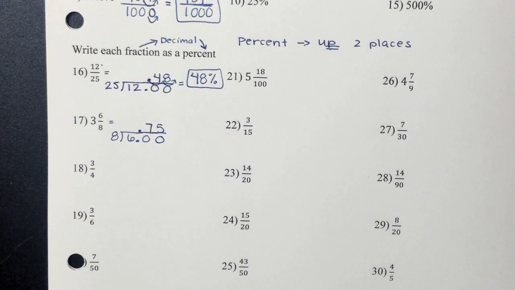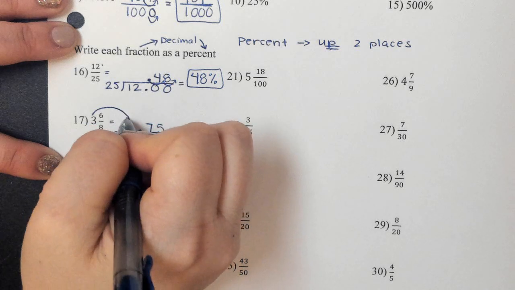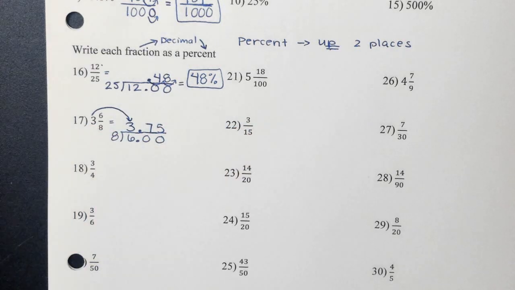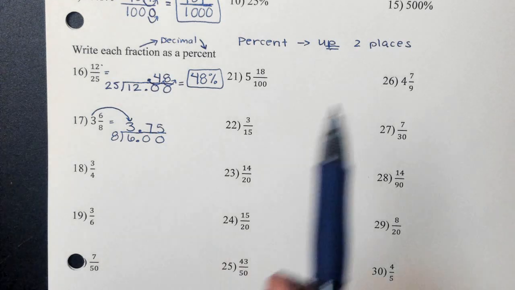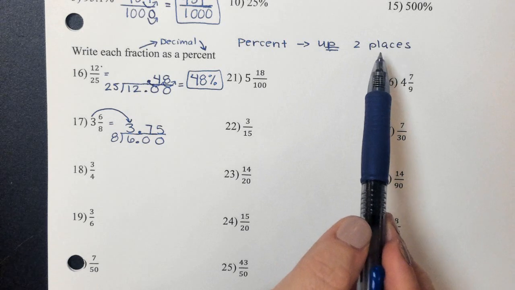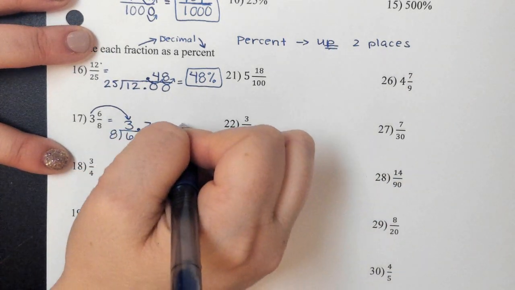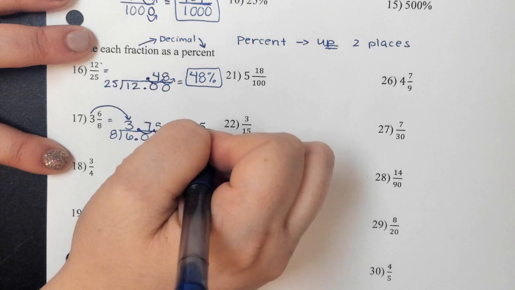Is that the only thing I need in this decimal, though? No. What do we need to add? The 3. We still got to make sure we keep the 3 there. Okay. Now do I have my decimal? Yeah. To make it a percent, we're going to move it up 2 places. Are we good with that? So we're going to go over 1, 2. So I end up with 375%.